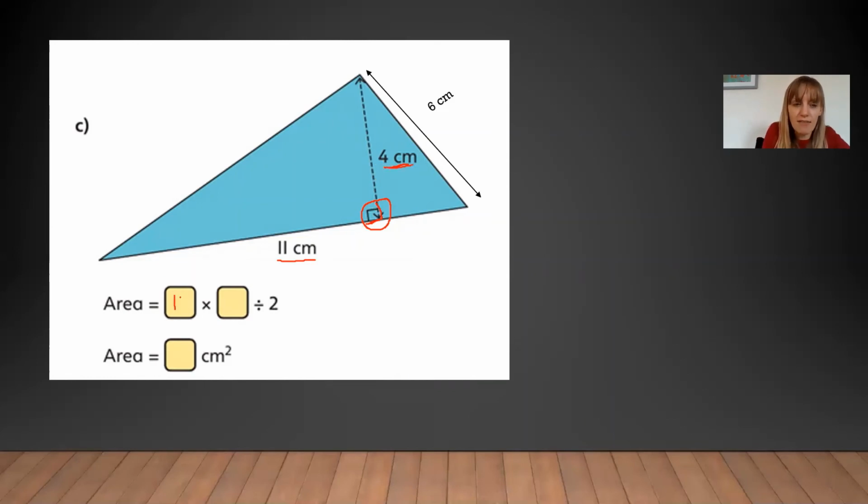So to calculate the area, we're going to do 11 times 4, which gives us an answer of 44. And then we've got to divide that by 2. So 44 divided by 2 gives us an answer of 22 centimetres squared.